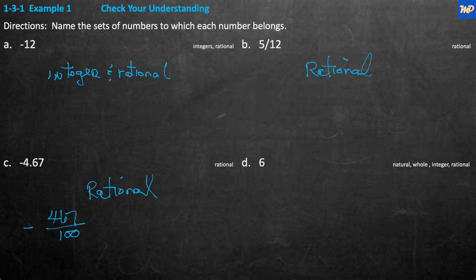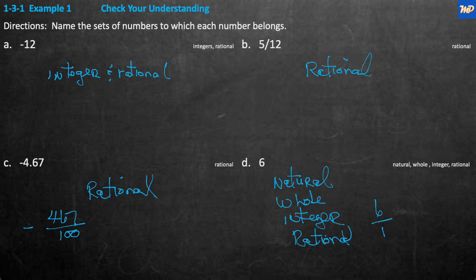And then how about 6? Well, 6 happens to be all of them, doesn't it? Because it's a natural number. It's a whole number, right? Because it doesn't need to worry about 0. It doesn't worry about the negative numbers. So it is an integer, and it's rational. Why is it rational? Because it can be written as 6 divided by 1. Okay?